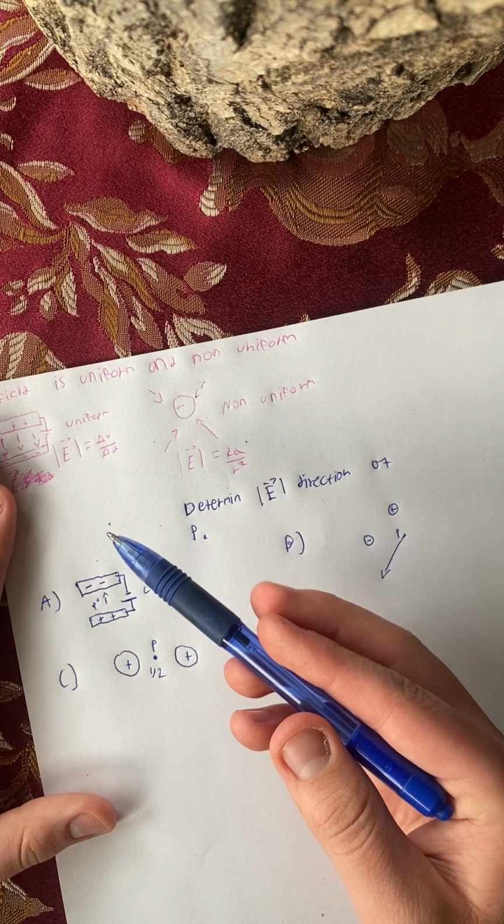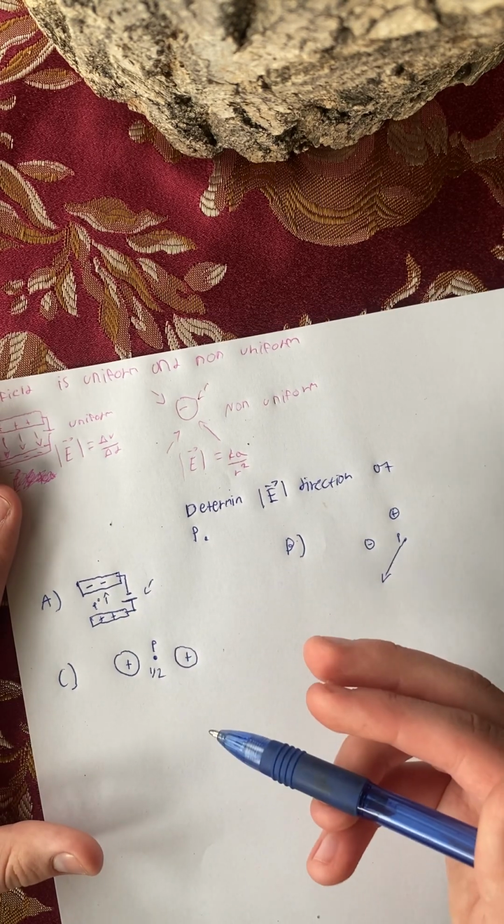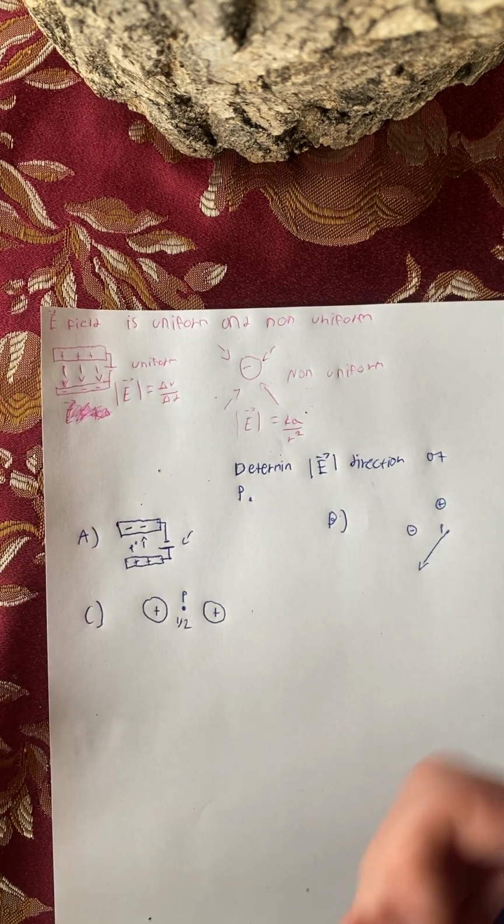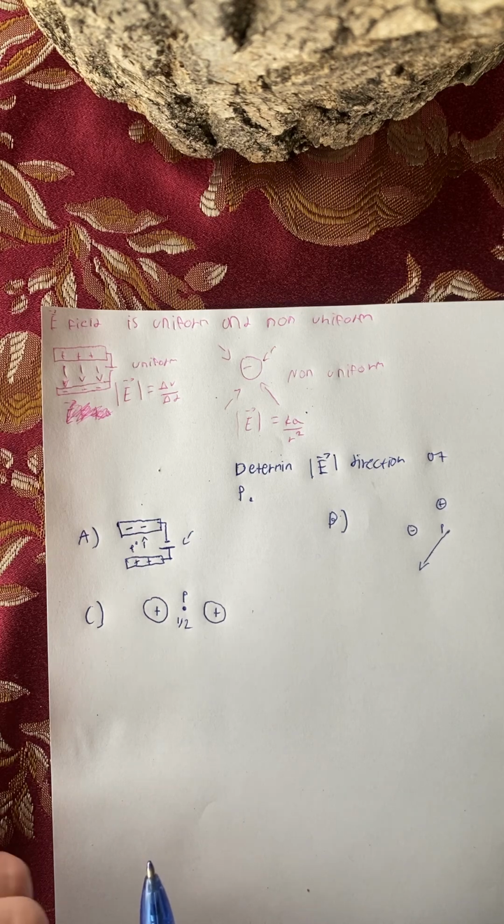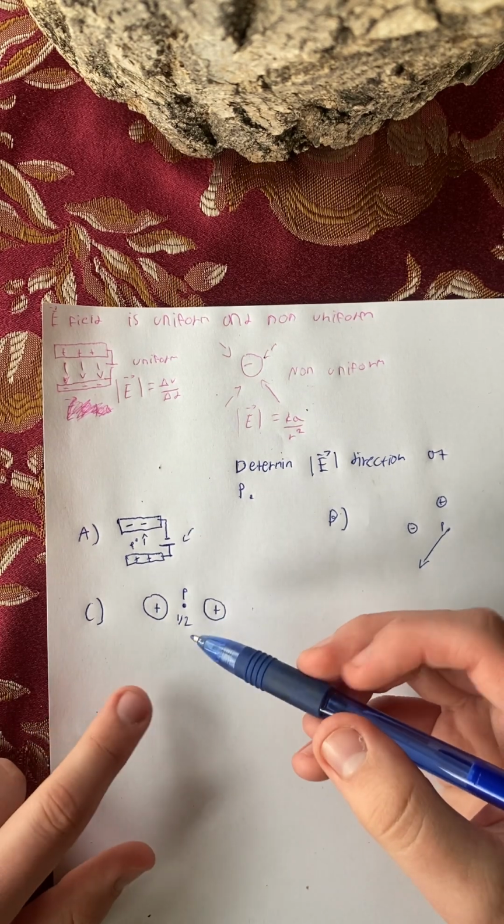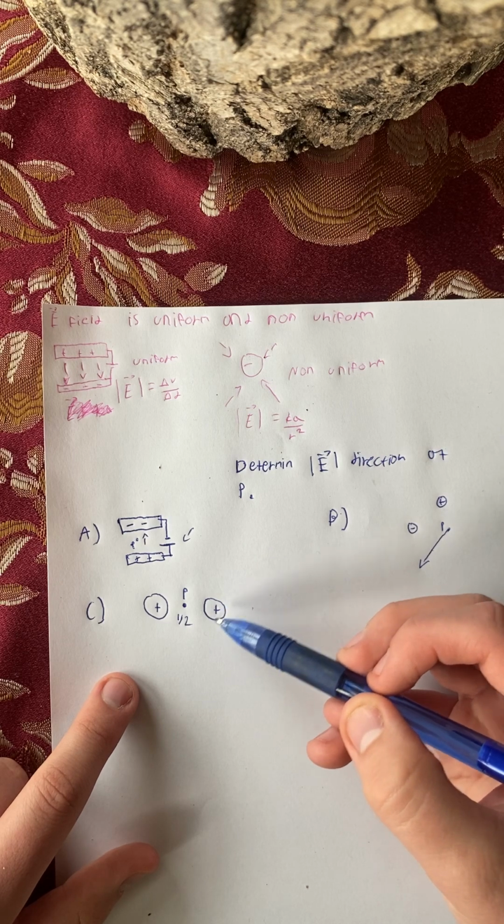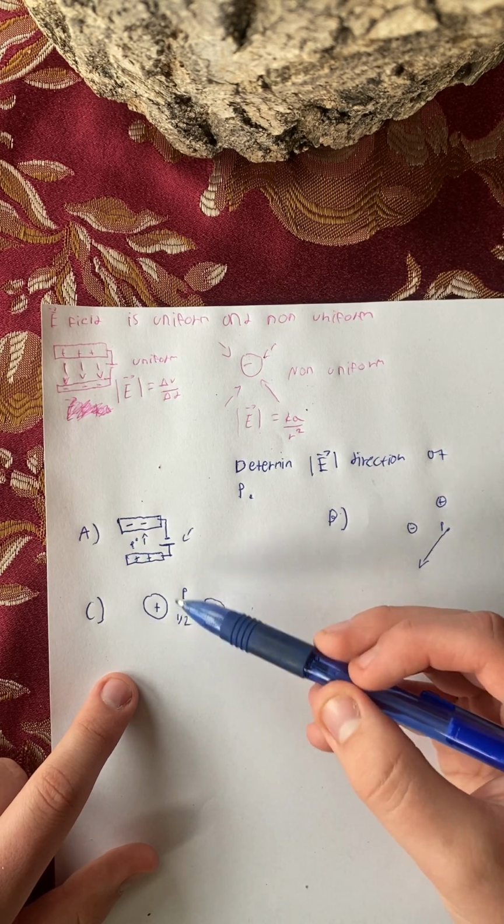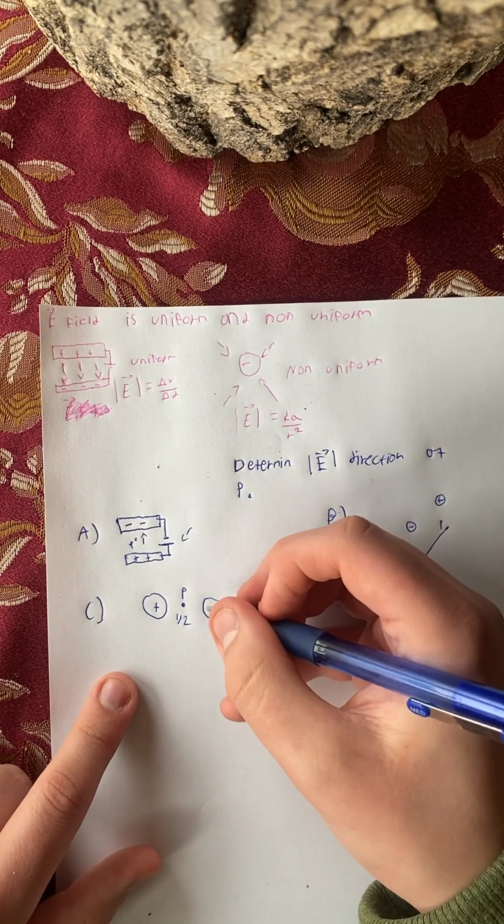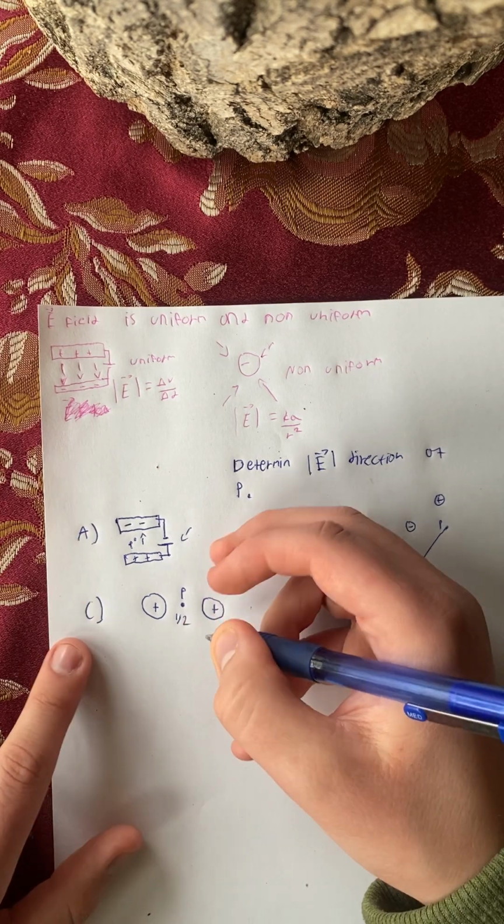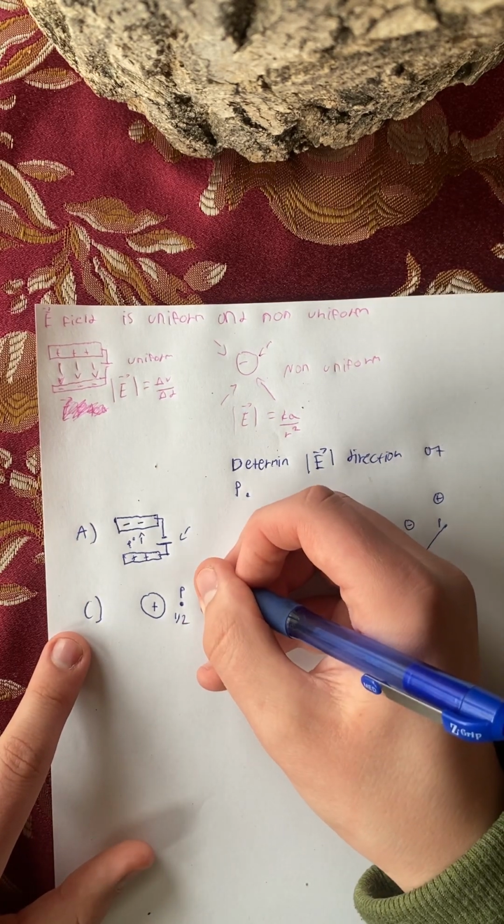Now this one you have to think a little bit more. At point P, we have a positively charged sphere and a positively charged sphere, and point P is in the middle of them. Firstly, looking at this sphere, the electric field direction would be this way.